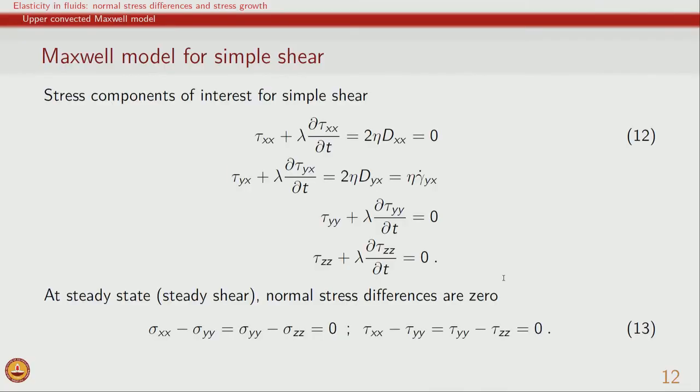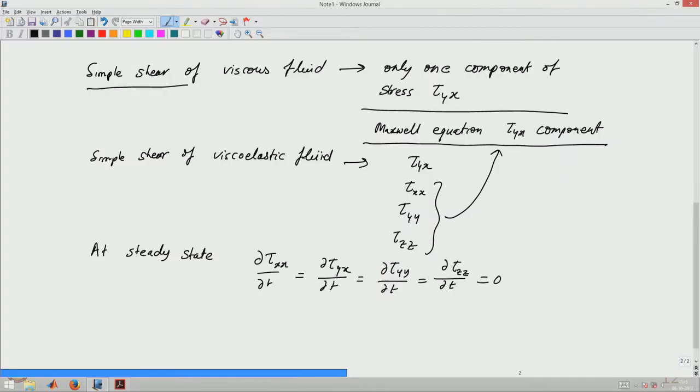So, given that this is a steady state, we can clearly see that if these two terms fall out, then tau yy and tau zz itself are 0, and since tau yy and tau zz are also 0, and dxx is also 0, this term is also 0, therefore, tau xx is also 0. So, the only non-zero stress in the case of the Maxwell model is really tau yx. And so, at steady state normal stress differences for a Maxwell fluid are 0. So, even though the Maxwell model is a viscoelastic fluid, in fact, it accounts for no normal stress differences.